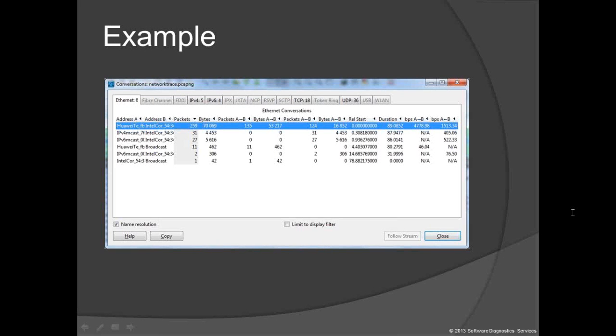All the latter patterns can be seen in conversations, dialogue, in Wireshark. For example, here's a typical example from one of my notebooks, just for illustration.